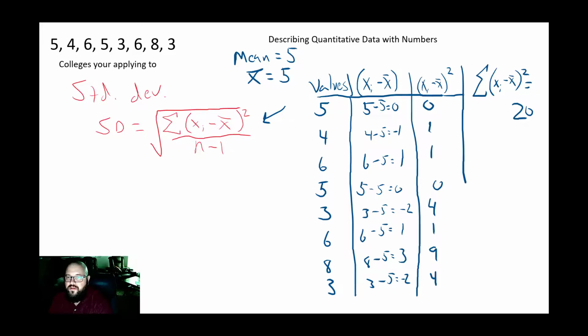Now that we know the top part is 20, all we've got to find is the bottom. We're going to divide by, right? So n, again, is our sample size. So if you have a sample size of 8, in this case n equals 8, so underneath there, we're going to say 8 minus 1.